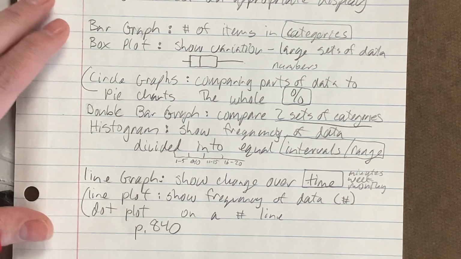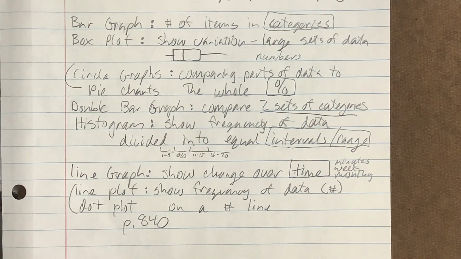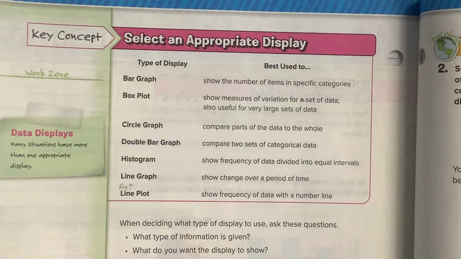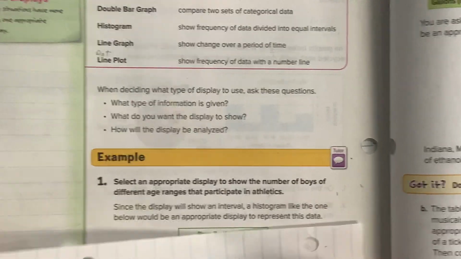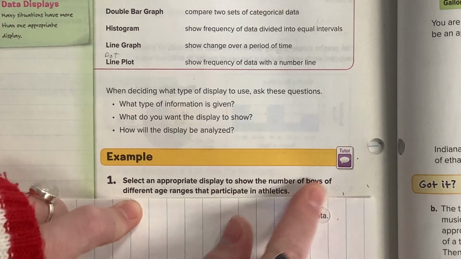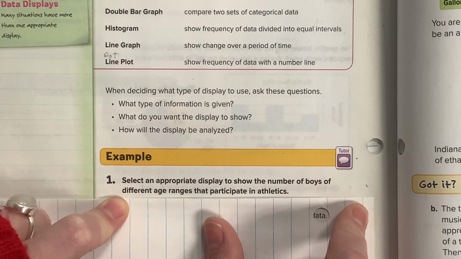Okay, I like to make you write it down though, because it helps you get it into your brain. Alrighty, so let's practice now. That's what the chart looks like in your book. And it's to help you decide what kind of display to use for each of your types of data. So mostly what they'll do is describe a type of data and you have to choose what kind of graph.